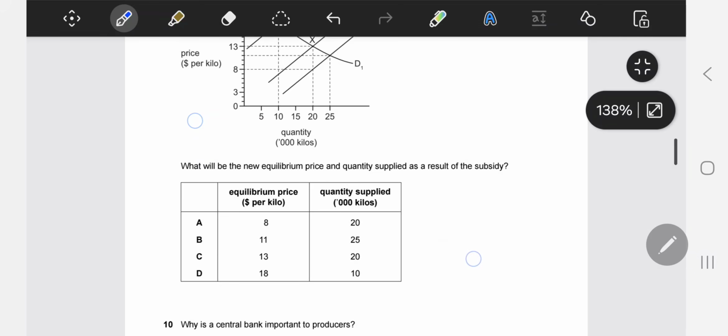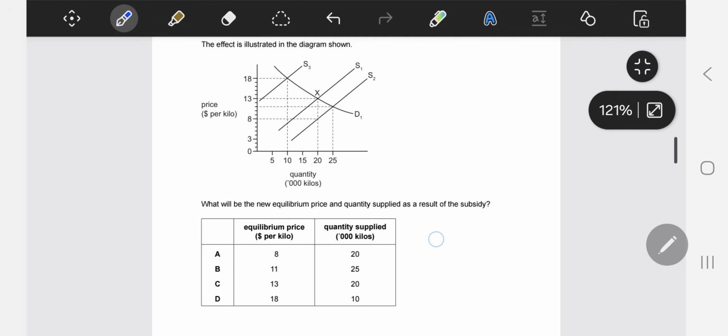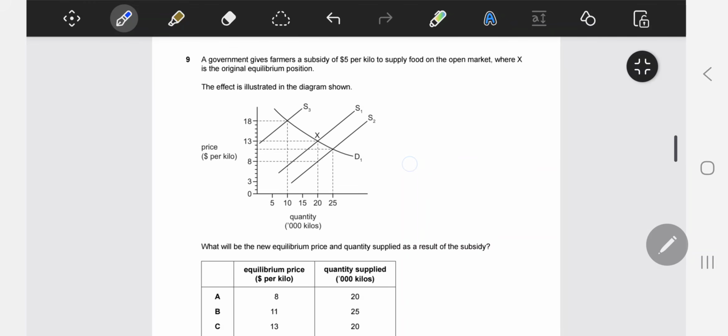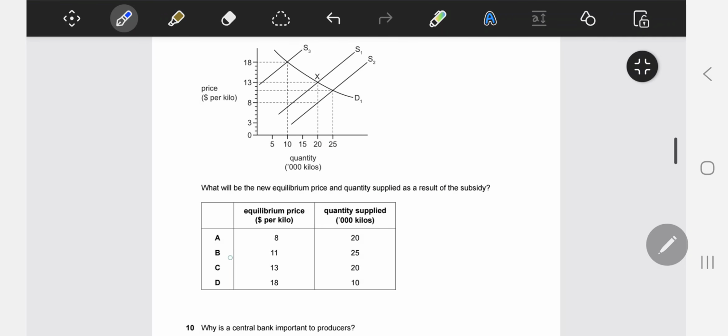I'm going to make this smaller so that we can see the graph and also the answers. So this is the equilibrium. The government gives them 5, so this is where the subsidy goes. This straight line here is the size of the subsidy, the 5 that they were given. It's usually the vertical distance between the two supply curves. Consumers are going to be buying from this point here. The price looks like 11 and the quantity 25. So that should be B.